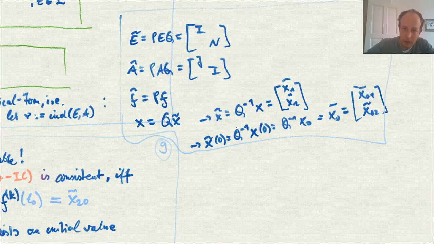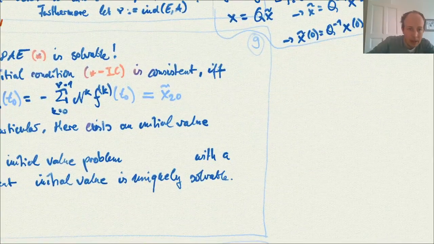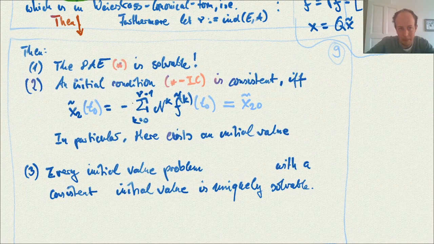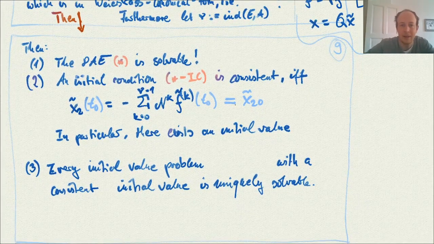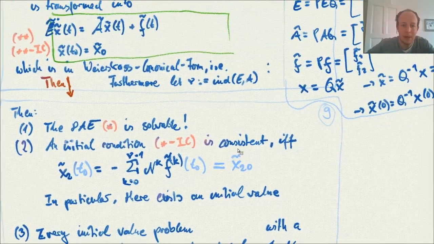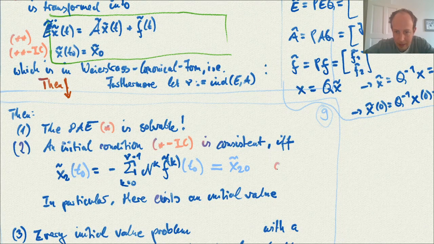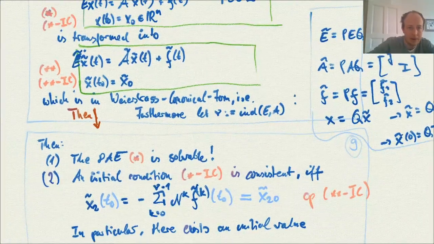Meaning, given a general initial condition, if we apply Q to the minus 1 to that, we get the initial condition for the transformed system, and then we can check whether this part is consistent with this part of the right hand side. This we will also write as f tilde 1, f tilde 2. This gives an immediate formula for when an initial condition is consistent. So here is the initial condition of the reformulated system.